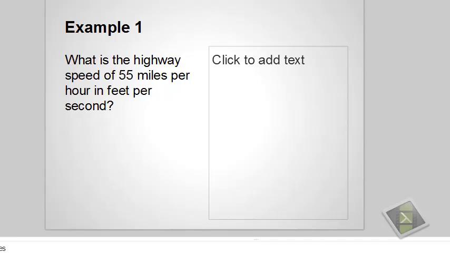Here's example number 1. What is the highway speed of 55 miles per hour in feet per second? We got to do a couple conversions. We've got to convert miles to feet. We got to convert hours to seconds. This one's going to take a few steps here, so bear with it.